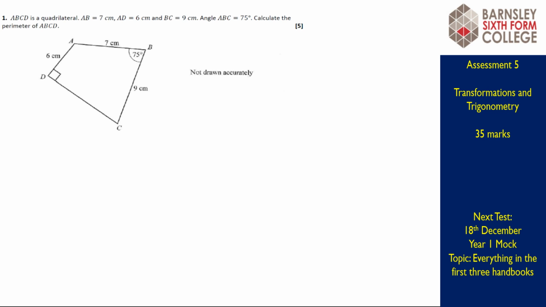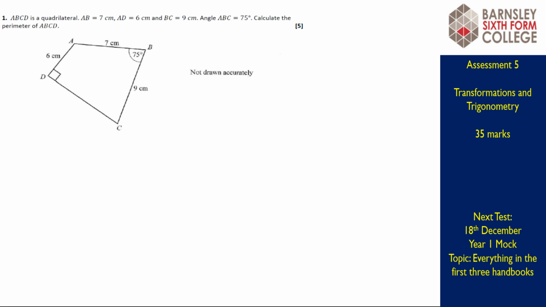Hello and welcome. What we're going to do in this video is look through assessment 5. So we're going to get straight into it and start with question 1 here. This was a trig question, although I didn't tell you to use it. You've got to use your knowledge to identify that you need to use trig here.